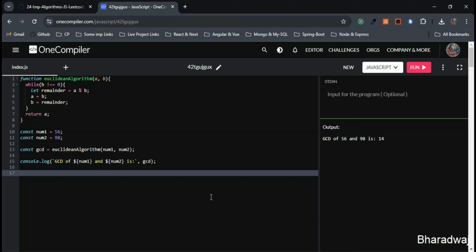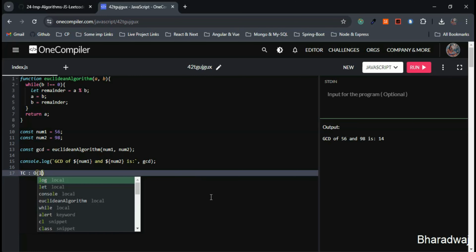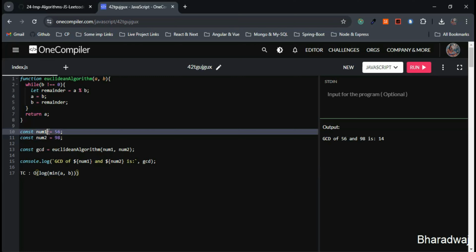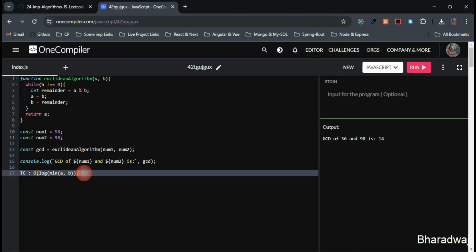Next, we will discuss the time complexity and the space complexity. What will be the overall time complexity? The overall time complexity would be big O of log of the minimum of A and B. Here A and B are the input numbers that we are taking, num1 and num2. So log of the minimum of A and B will be the overall time complexity.